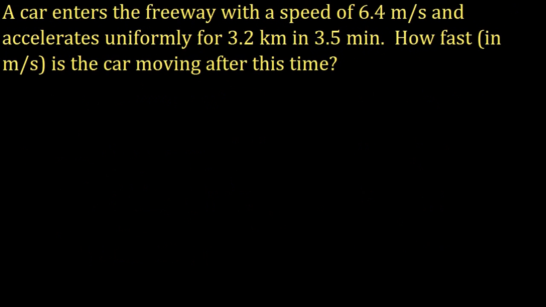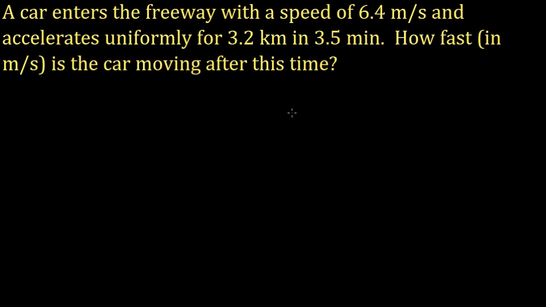Okay, here's another one. It says a car enters the freeway with a speed of 6.4 meters per second and accelerates uniformly for 3.2 kilometers in 3.5 minutes. How fast in meters per second is the car moving after this time? Now we got a few things going on here. So let's start by writing our knowns. Again, we'll put our knowns in green.